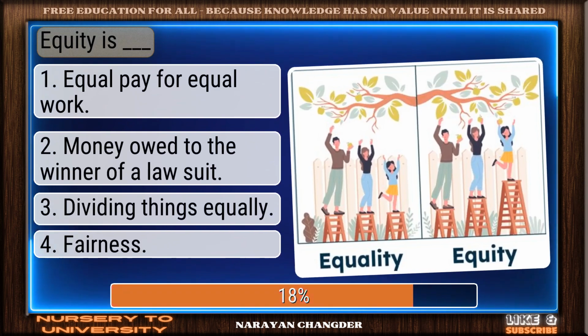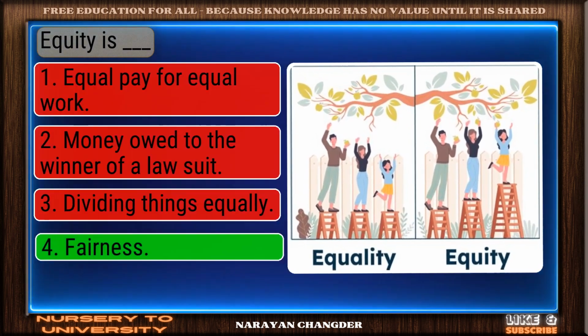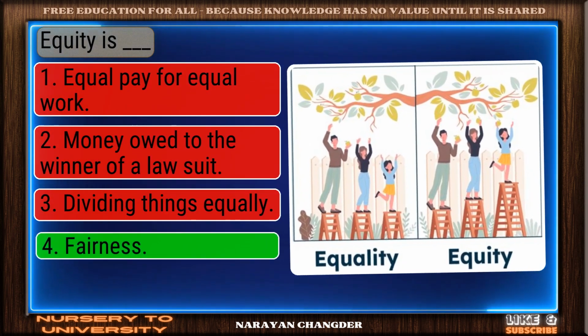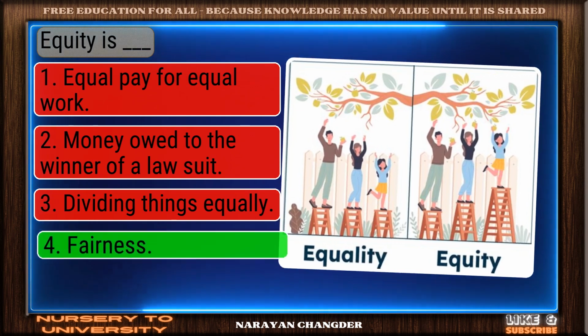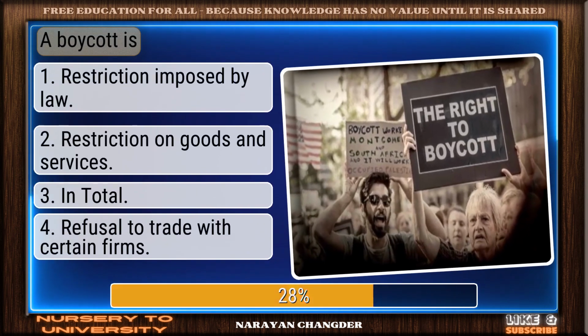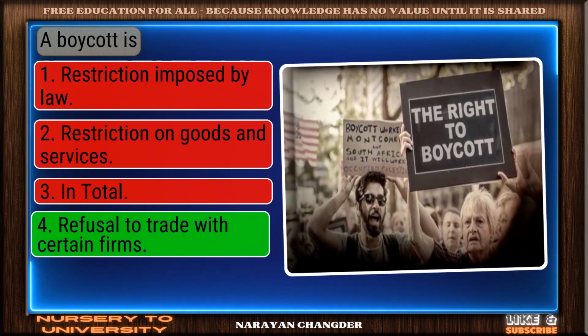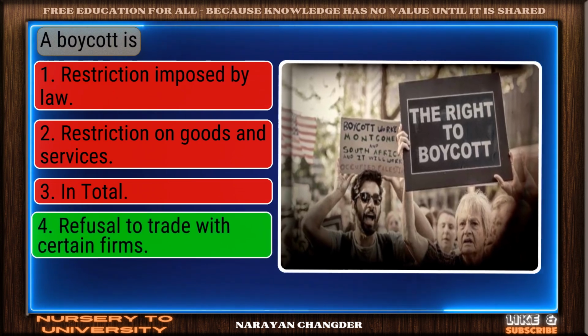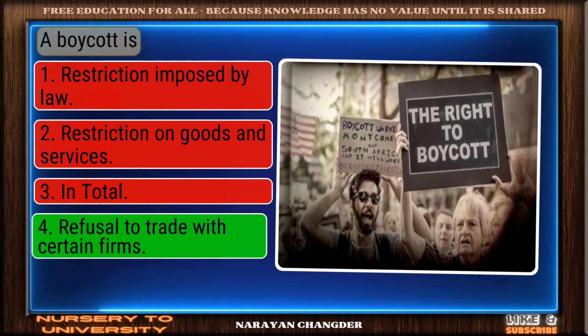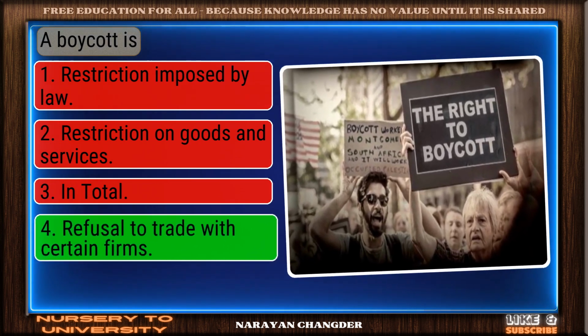Equity is dash. Right again. Fairness is a valid answer. A boycott is. Nice work. You chose refusal to trade with certain firms, and it is correct.